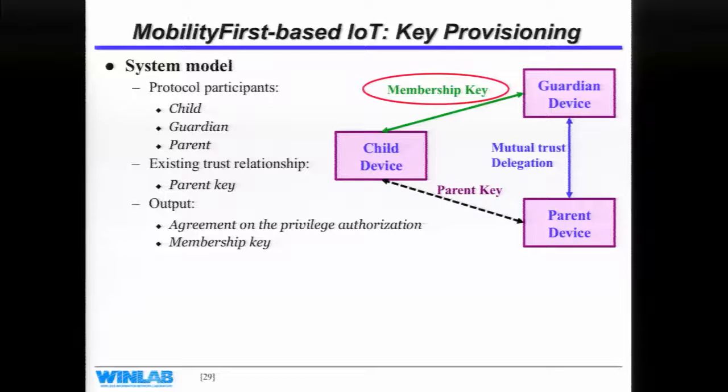So wait, in this model, there's a key server, then the guardian device is the access point that the child's talking to. Yes, access point, gateway, IoT gateway. So basically, in this model, the parent will play the role of a server, and the child and the guardian are two peers.